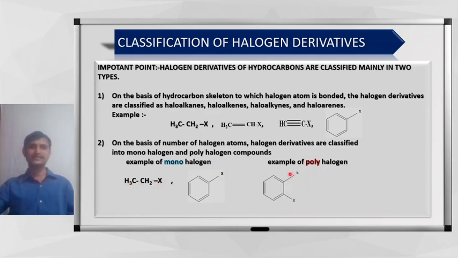And next, see the example of polyhalogen. Here, see, there are two halogen groups, and here also there are two halogen groups. So these are the examples of polyhalogen. When two or more halogen groups are attached to a particular system, whether it is an aromatic or alkyl system, that is called polyhalogen.